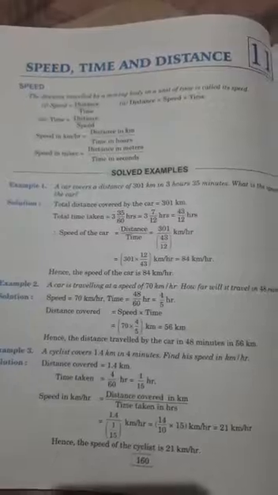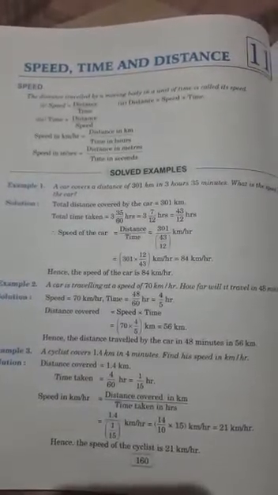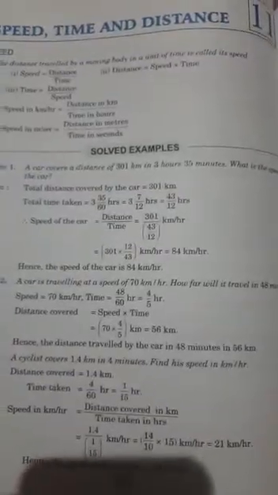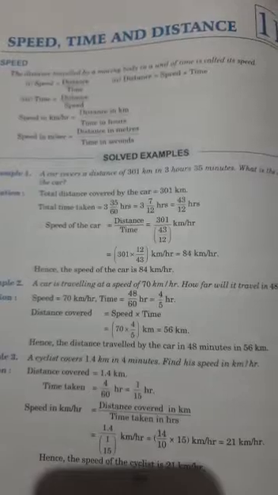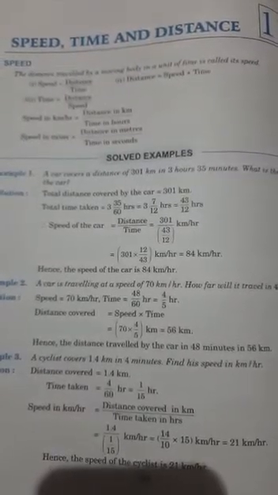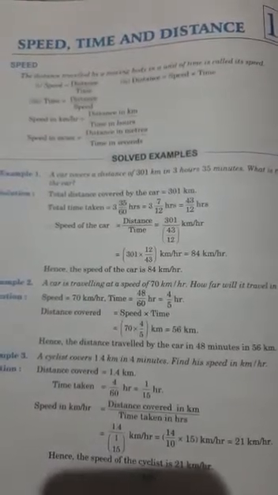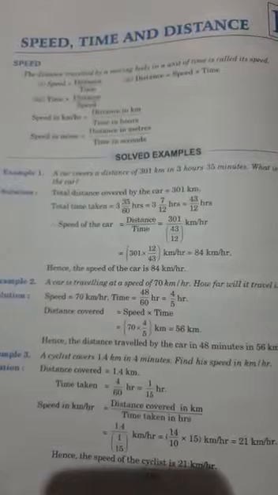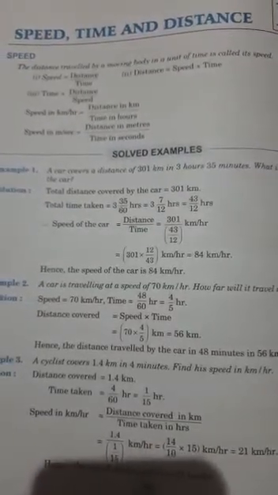The definition of speed is: the distance traveled by a moving body in a unit time is called its speed. That means if you want to find speed, we need distance and time. Okay, if we do cross multiplication, to find distance we simply multiply speed into time, and to find time, we simply divide distance by speed.